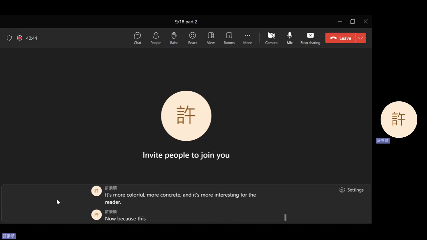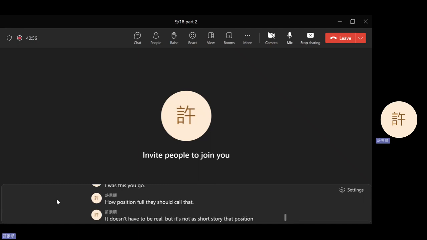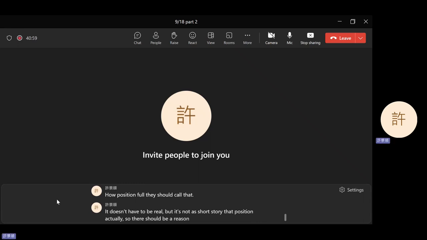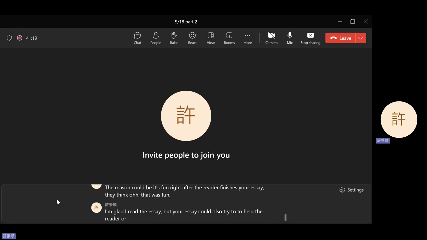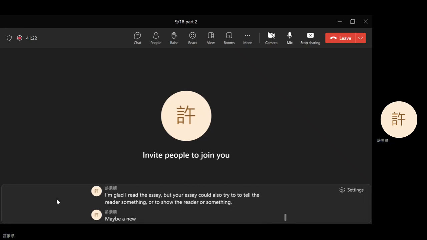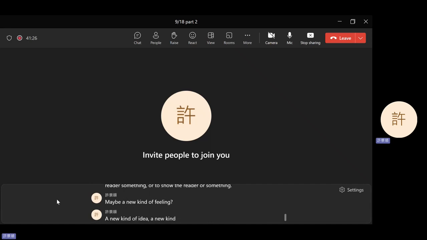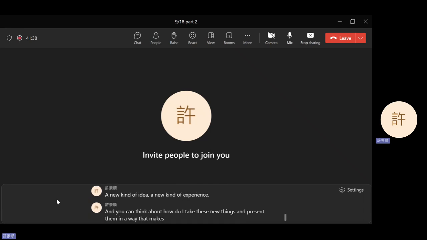Now, because this is an essay, it's not a short story. It doesn't have to be real, but it's not a short story. So there should be a reason the reader is reading this. The reason could be it's fun, right? After the reader finishes your essay, they think, oh, that was fun. I'm glad I read the essay. But your essay could also try to tell the reader something or to show the reader something, maybe a new kind of feeling, a new kind of idea, a new kind of experience. And you can think about, how do I take these new things and present them in a way that makes sense for the reader?